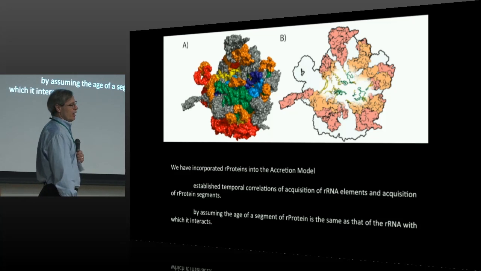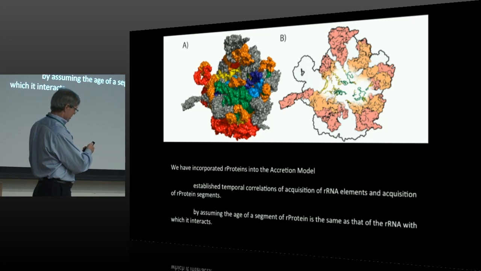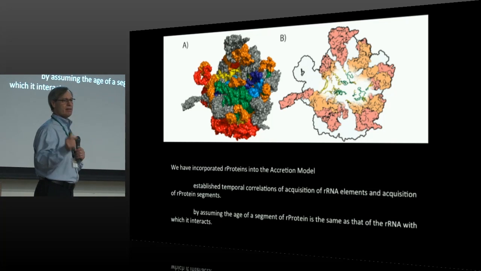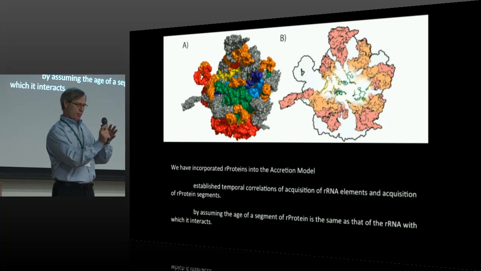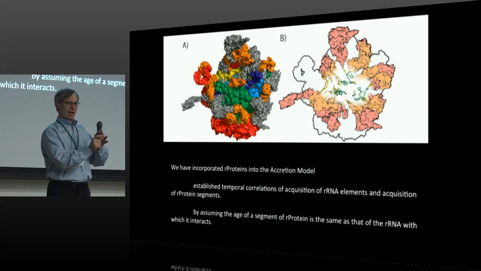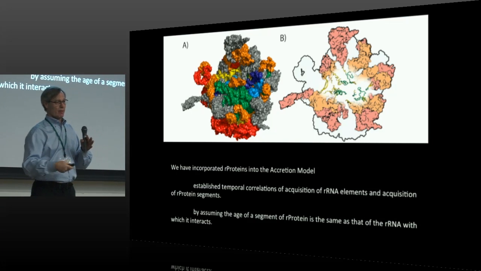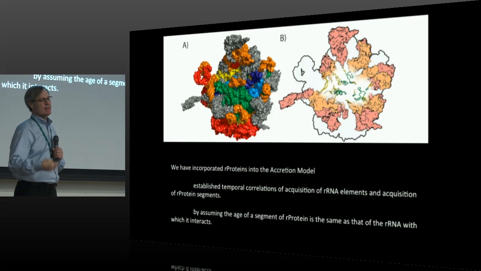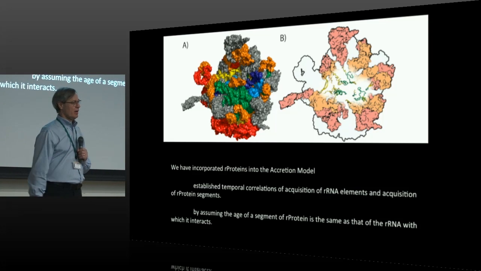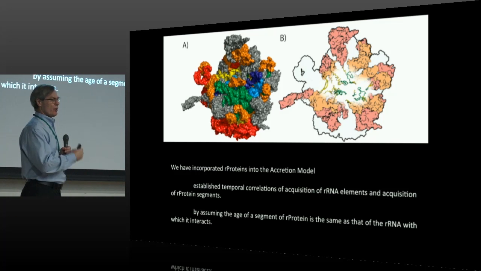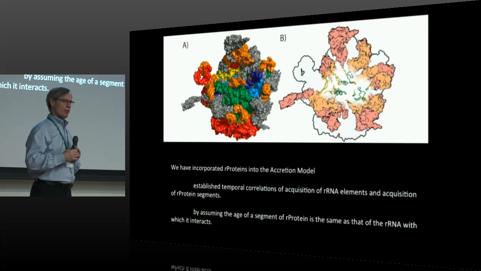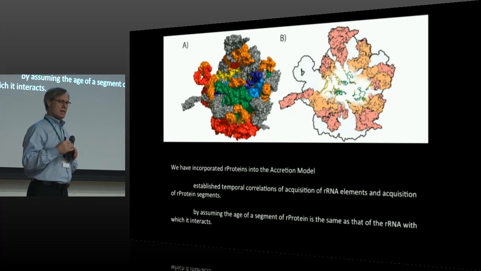And what we have done is we have used the RNA to date the proteins. We made a simple assumption that if a part of a protein is surrounded by RNA, then it's of the same age. And this is a test of our model, because if we can date the ribosomal RNA and we know what we're doing there, then we should be able to date the ribosomal proteins.